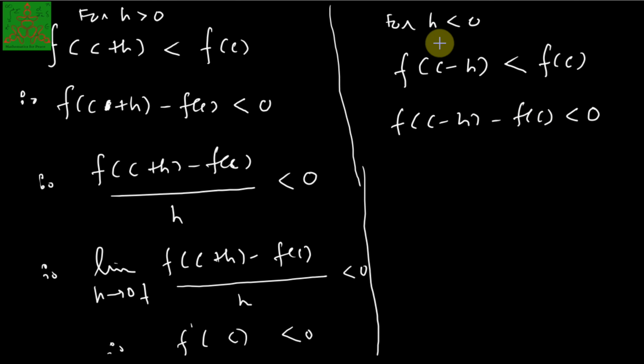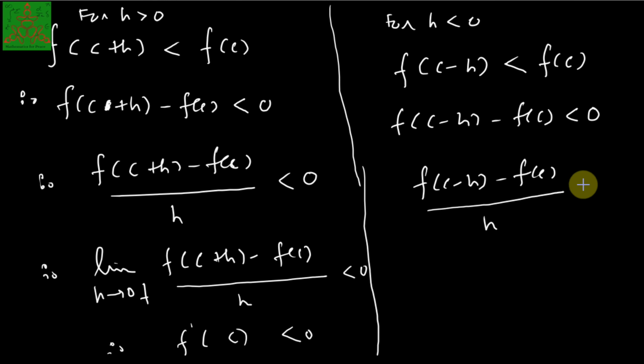Now if I divide by h on both sides, then the inequality will be interchanged, because h is a negative value. So that is, the quotient is greater than 0. And if I take the limit h tends to 0 from the minus side, that will give me f dash of c is positive.